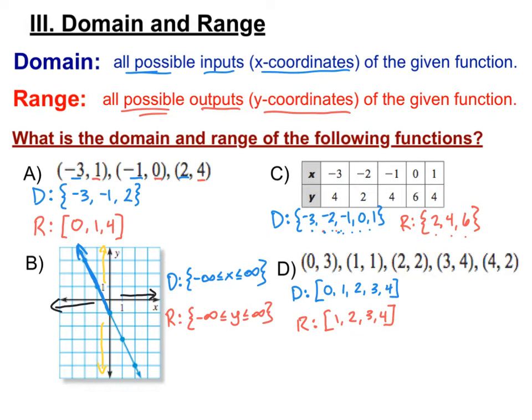Now there is another way that you could write this. What's another way to describe every number from negative infinity to positive infinity? Those are called all real numbers. So you could write out all real numbers, and that could replace what I have here in the squiggly brackets.